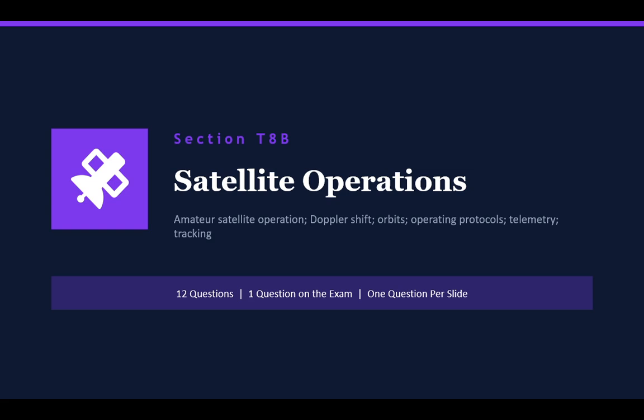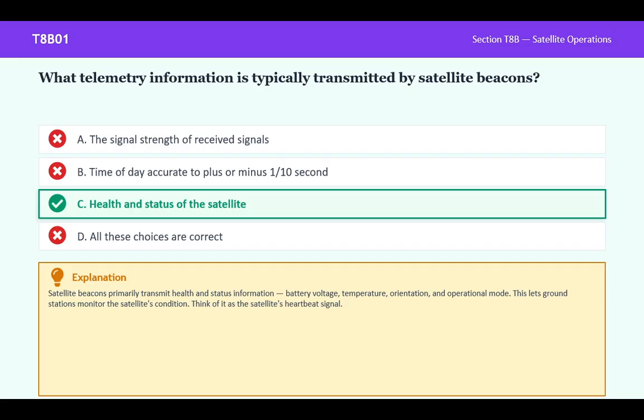Section T8B Satellite Operations. What telemetry information is typically transmitted by satellite beacons? C. Health and status of the satellite. Satellite beacons primarily transmit health and status information: battery voltage, temperature, orientation, and operational mode. This lets ground stations monitor the satellite's condition. Think of it as a satellite's heartbeat signal.